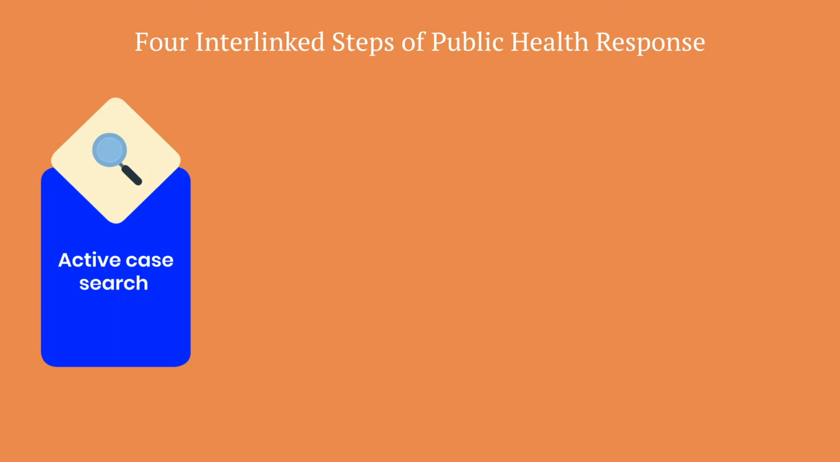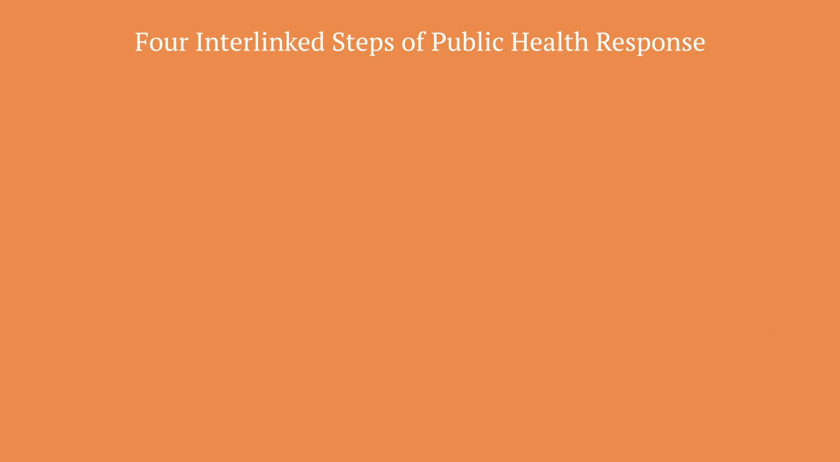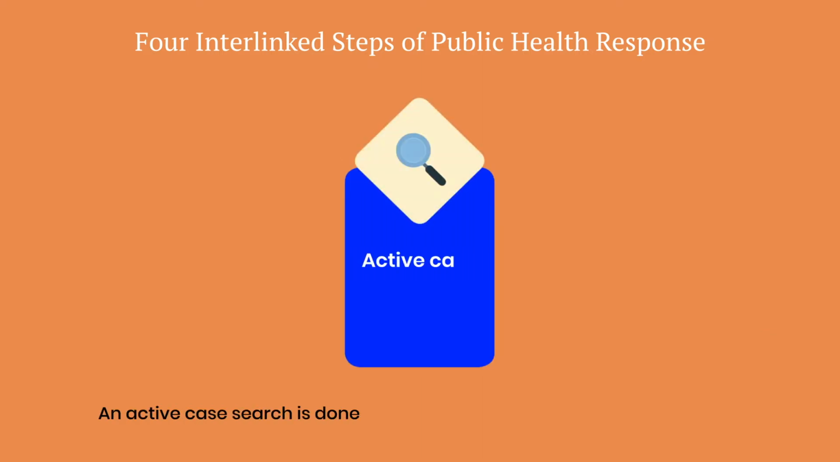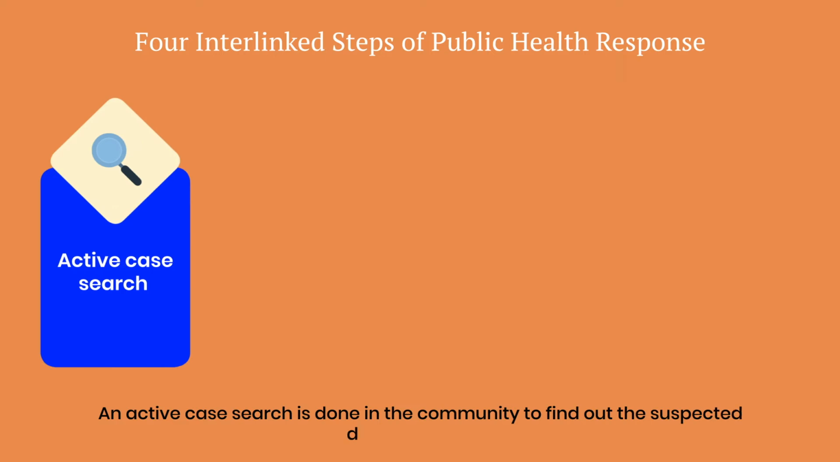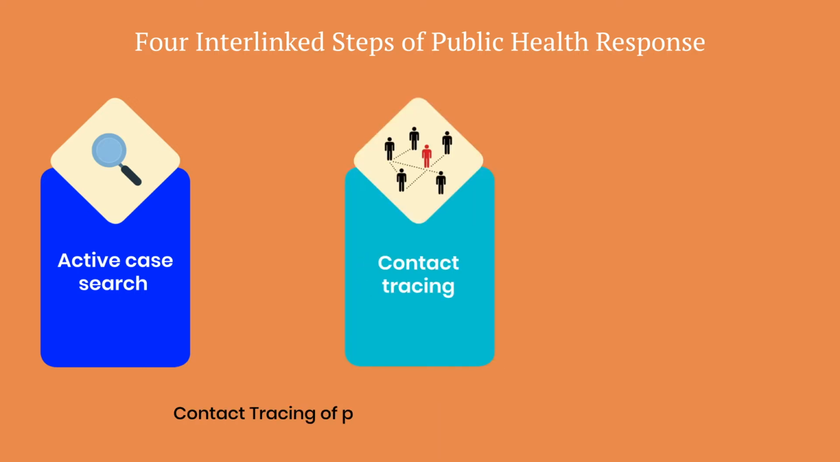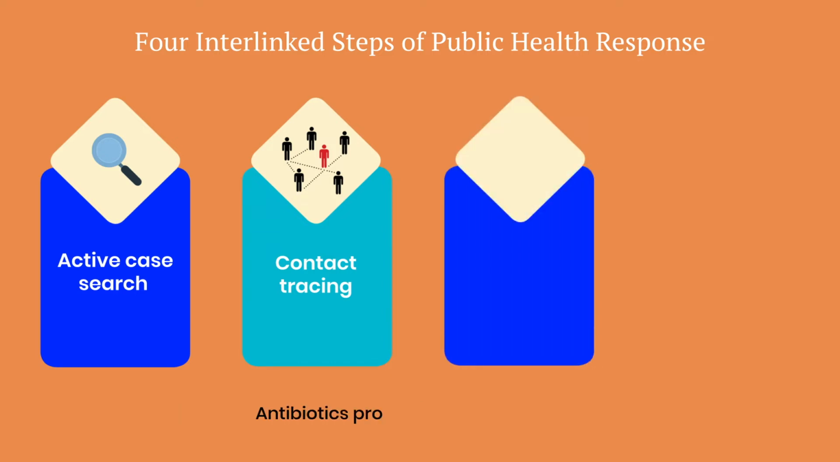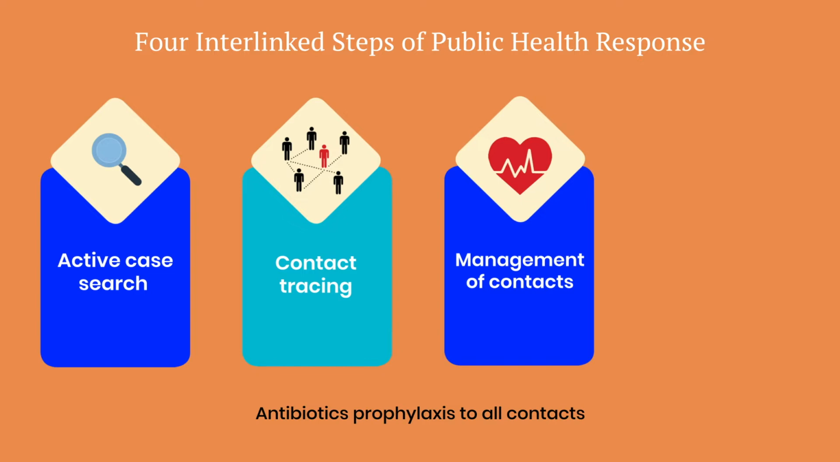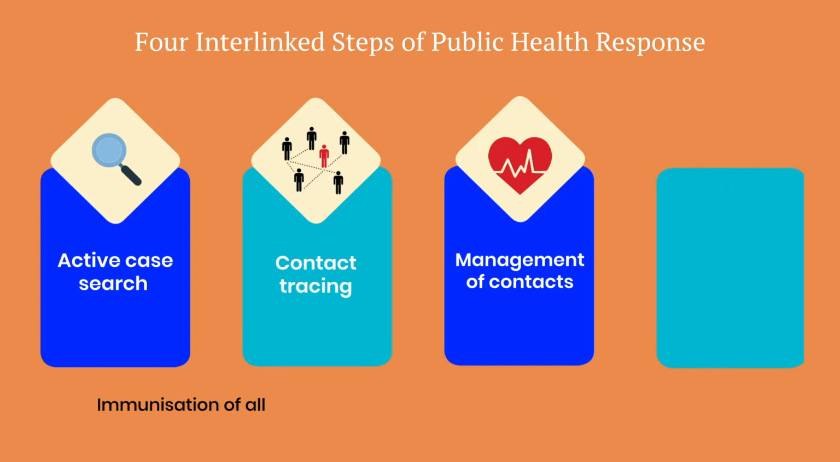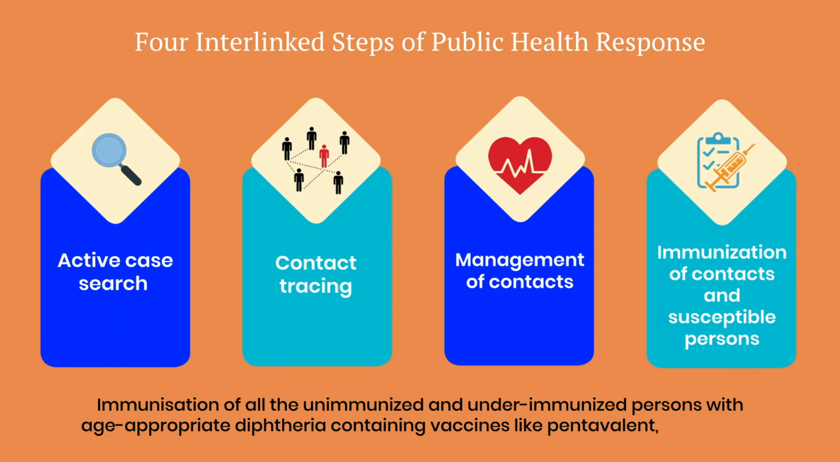The entire process of an efficient public health response is divided into 4 interlinked steps. An active case search is done in the community to find out the suspected diphtheria cases. Throat swab should be collected from the suspected cases and treatment should be initiated. Contact tracing of people who come in contact with suspected or confirmed cases. Antibiotic prophylaxis to all these contacts is the next step, and then immunization of all the unimmunized and under-immunized persons with age-appropriate diphtheria-containing vaccines like pentavalent, DPT and TD.